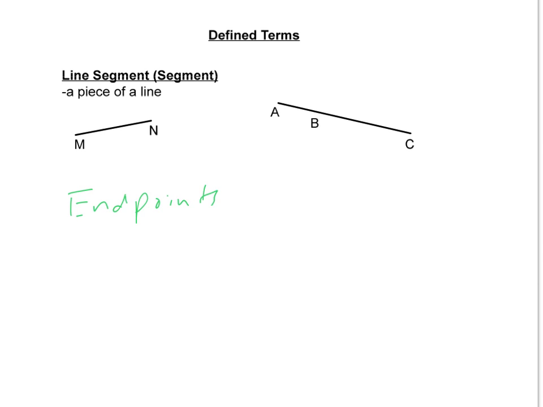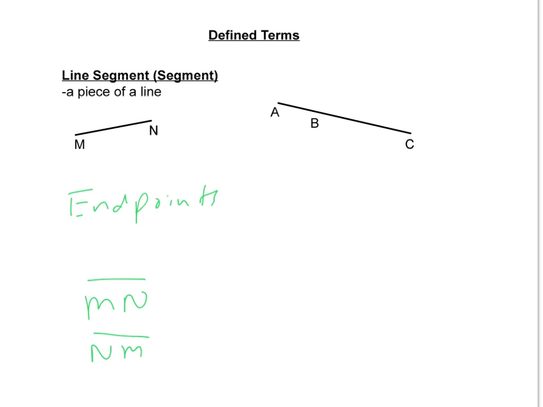Okay, we always name a segment with its two endpoints. So this segment, the first one, would be segment MN. And I draw the segment symbol right above it. I could also call it segment NM because N and M, again, are both my endpoints of my line segment. My second line segment right here is segment AC because A and C are my endpoints.